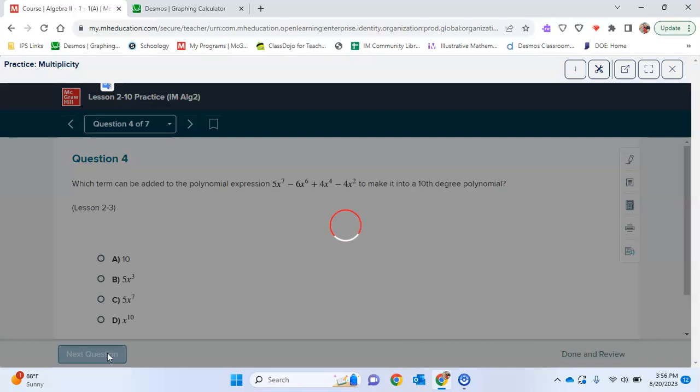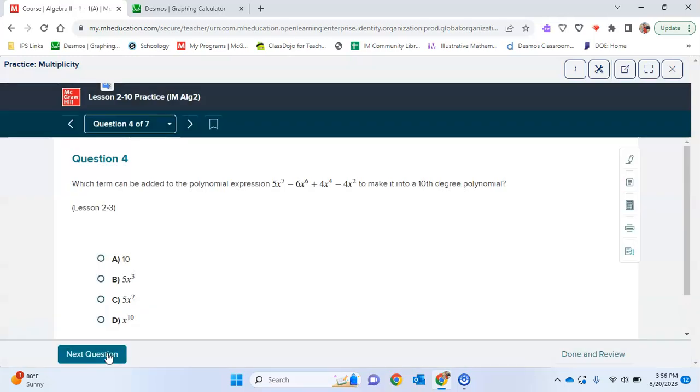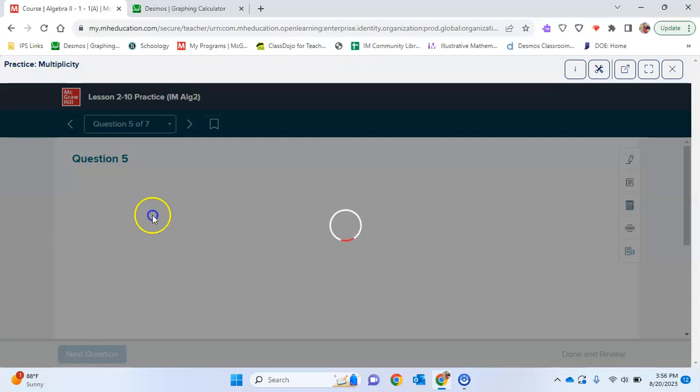Question 4. Which term can be added to the polynomial 5x to the 7th minus 6x to the 6th plus 4x to the 4th minus 4x squared to make it a 10th degree polynomial? For it to be a 10th degree polynomial, its highest exponent has to be 10. Right now, its highest exponent is 7. So we would have to add this one, x to the 10th power, for it to be a 10th degree polynomial.